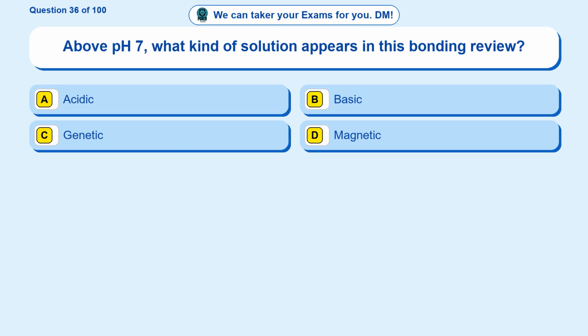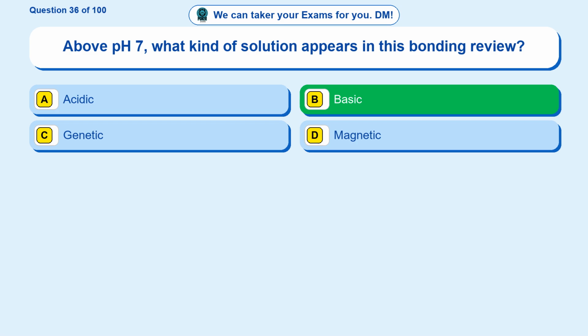Question 36. Above pH 7, what kind of solution appears in this bonding review? Option A, acidic. Option B, basic. Option C, genetic. Option D, magnetic.